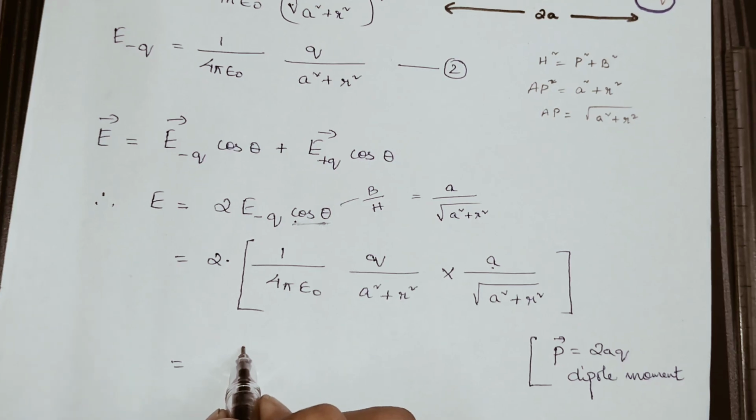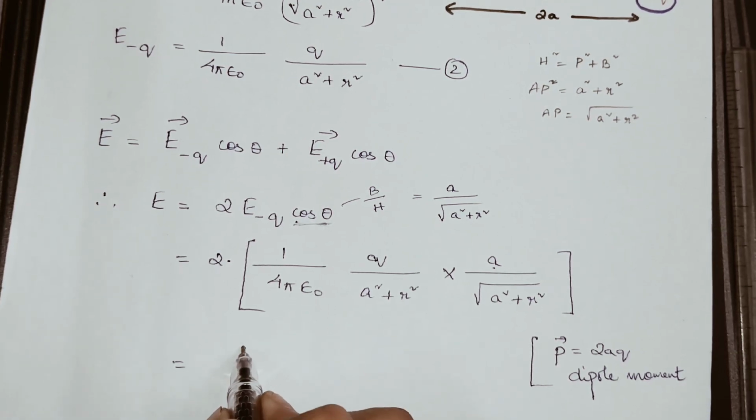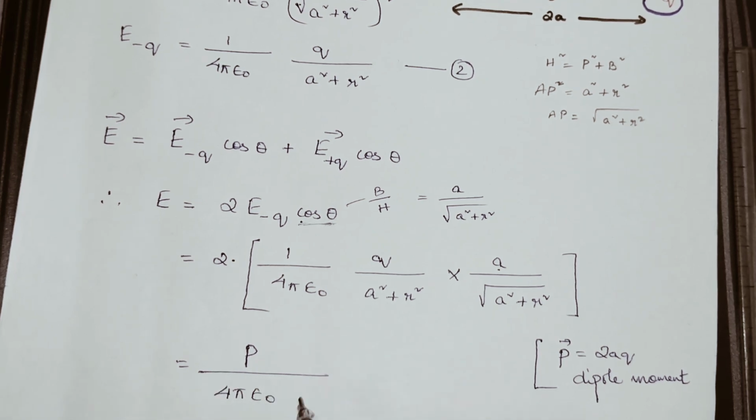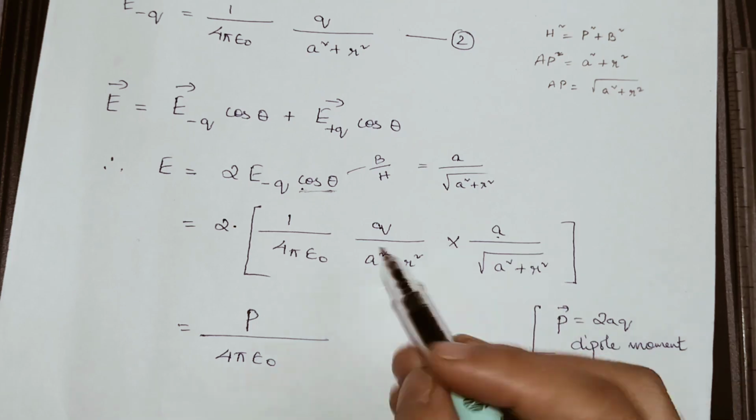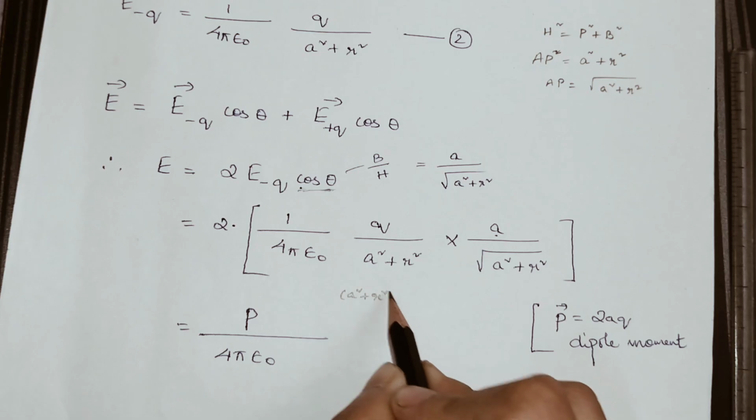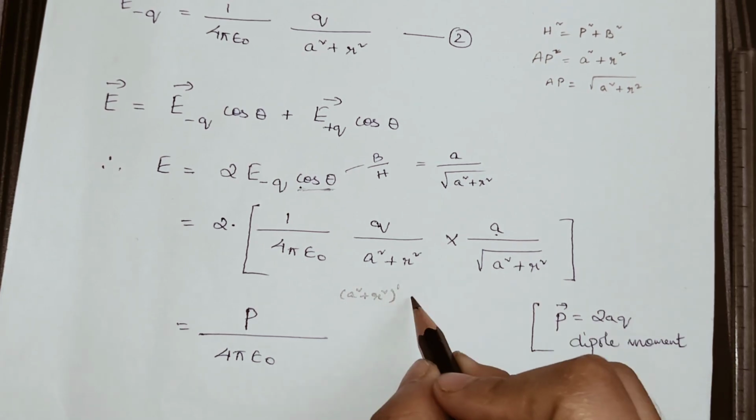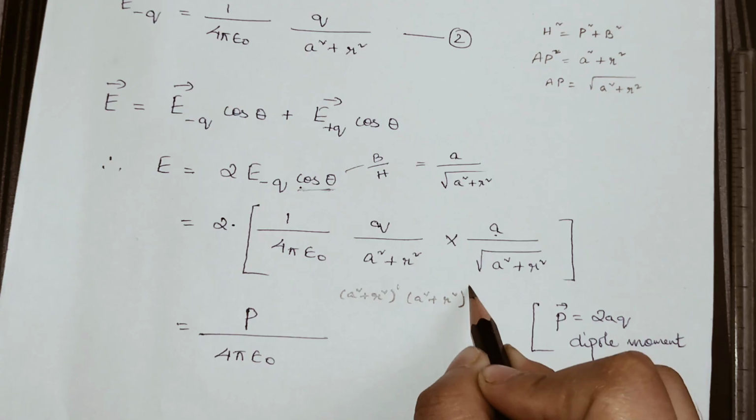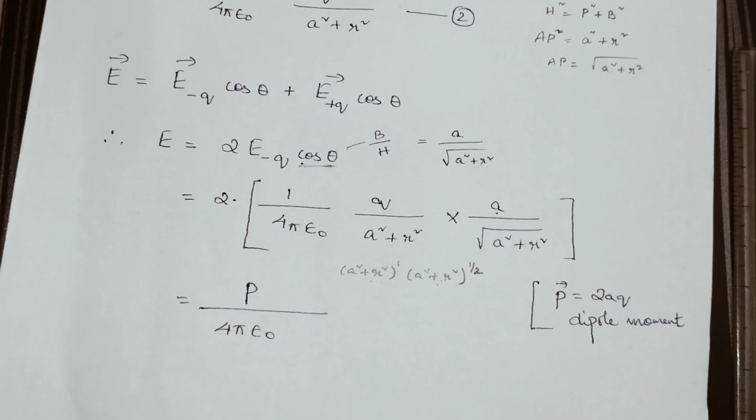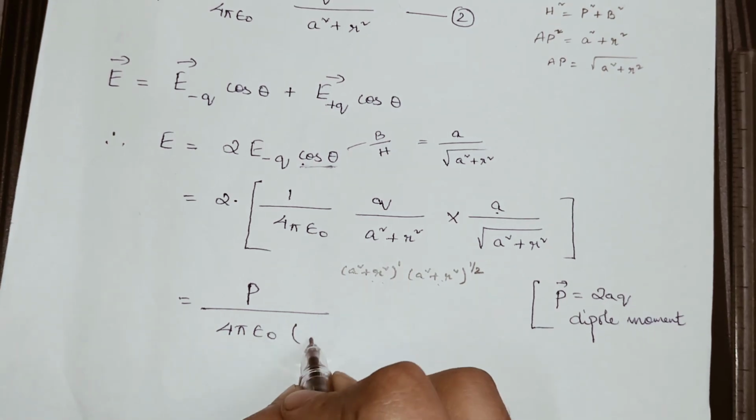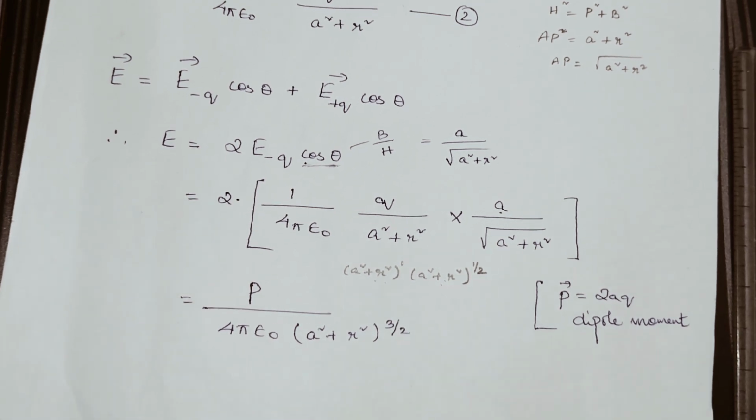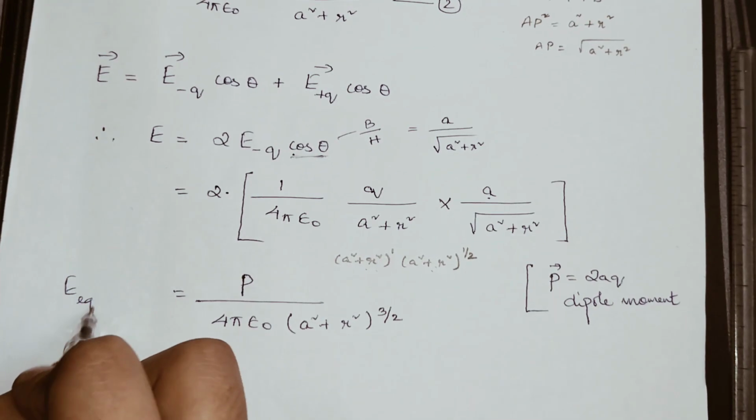So I can write down p divided by 4 pi epsilon naught. Now if we look here, a squared plus r squared, this is power 1. Likewise, root over a squared plus r squared, I can write it down as a squared plus r squared to the power 1 by 2. So we know that if the base is the same, we can add up the powers. So when we simplify that, we get a squared plus r squared to the power 3 by 2, which is your E equatorial.